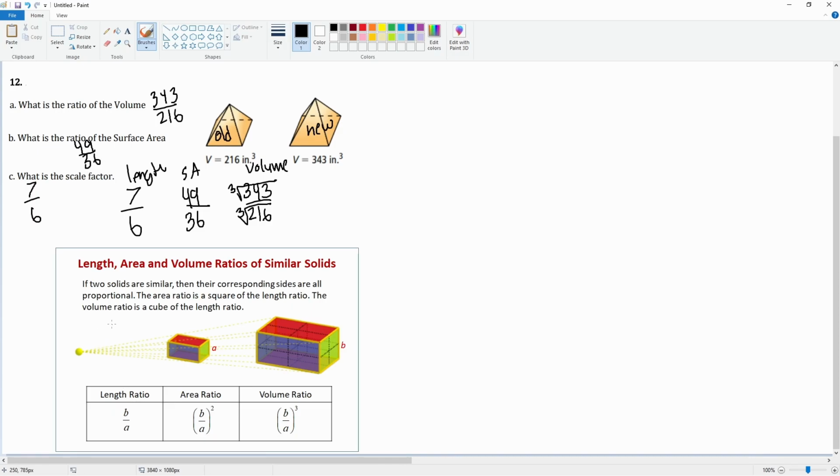So it went from 7 over 6 for the length ratio, to 49 over 36 for the area ratio. Then when it became its volume, it became 343 over 216. That's the relationship between the volume, surface area, and the scale factor.